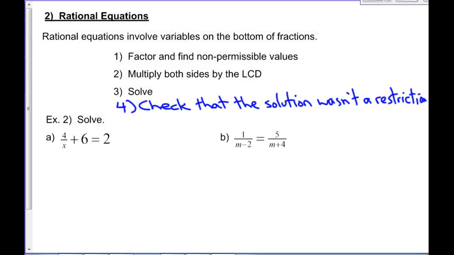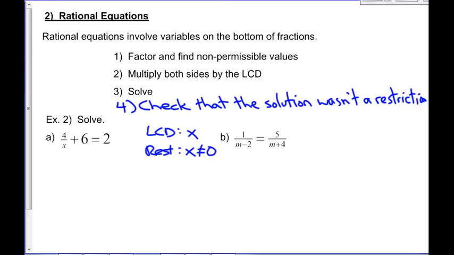Okay, so we can do anything we want to an equation as long as we do the same thing to both sides. In this one over here, a, we've got 4 over x plus 6 equals 2. Now, it's true we could move that 6 over first, but just to get the hang of it, let's look for the LCD and do it by getting rid of our fractions as soon as possible. So the LCD here is x. The restriction is x cannot be 0. So if we solve this and find that the answer is 0, we'll have to discount that solution.